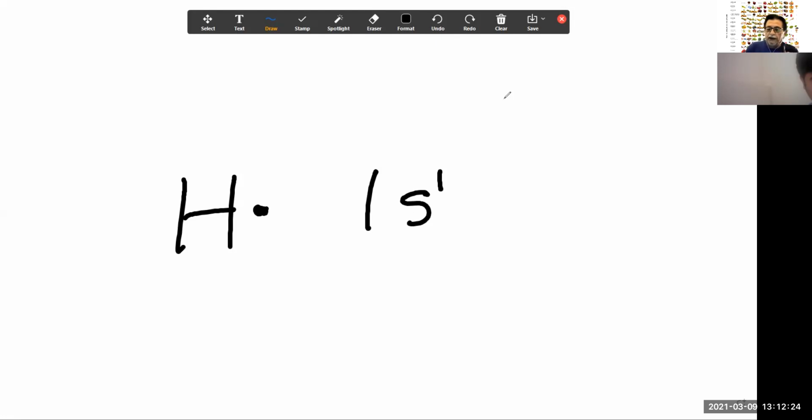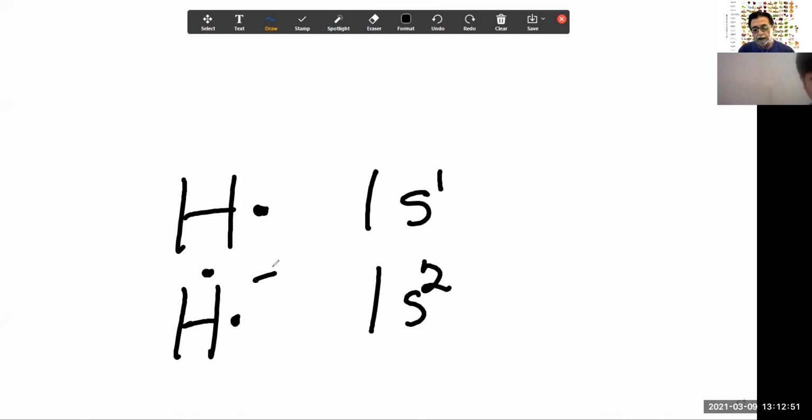Now, recall that the s orbital has the capability of handling 2 electrons. Right now the s orbital only has 1 electron. So what's unique about the hydrogen atom is that it can pick up another electron and literally fill that orbital up. It has 1 proton and 1 electron to begin with, but now it has an extra electron, so it has a net negative charge.